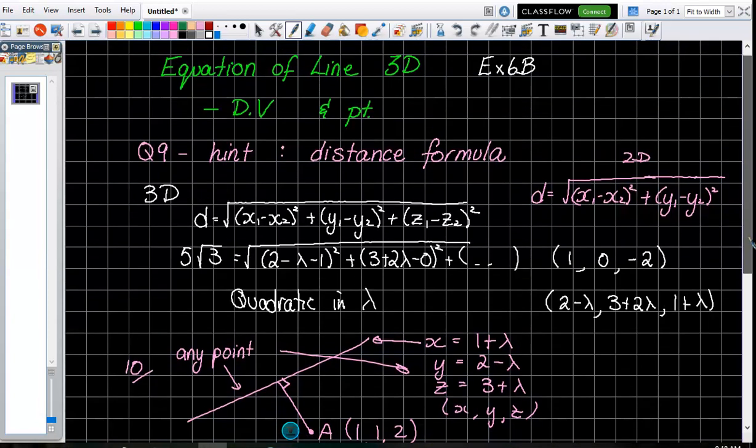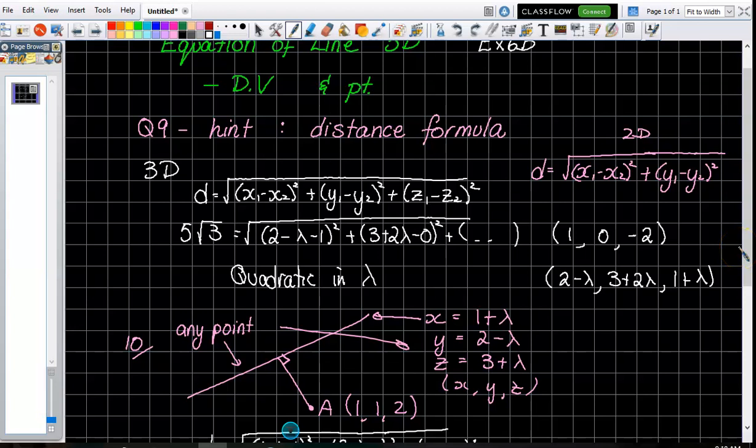So equation of a line in 3D, we said we need two things, the direction vector and a point. And pretty much we started from question 4. Oh, okay, good.